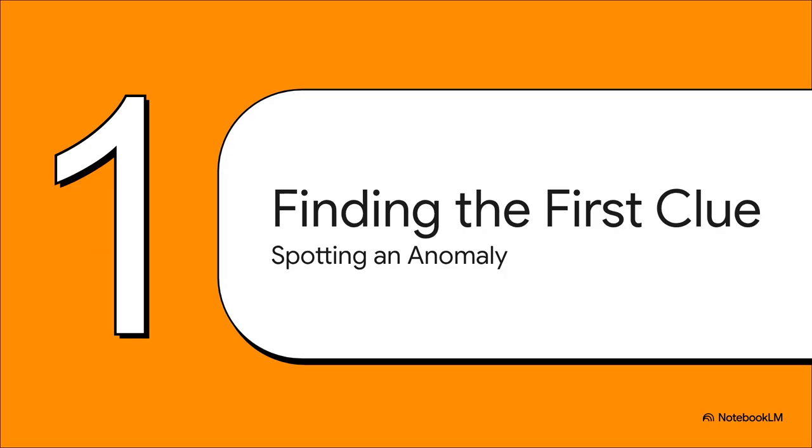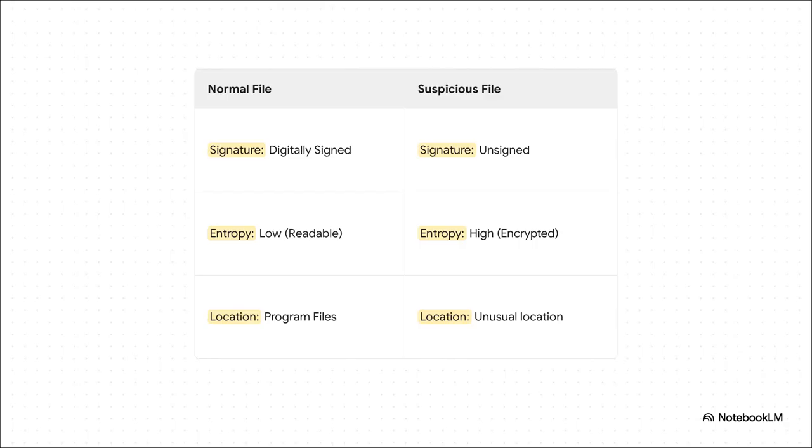Every single investigation has to start somewhere. It starts with that one piece of the puzzle that just doesn't fit, that one thing that looks wrong. In the digital world, that means finding a file or a process that's just not playing by the rules. It's the very first thread you pull that can unravel the entire attack. So investigators get really good at spotting these anomalies by looking for files that just plain don't belong.